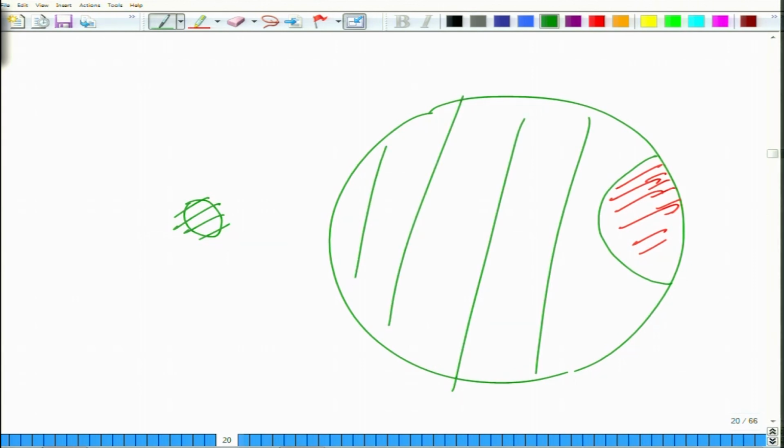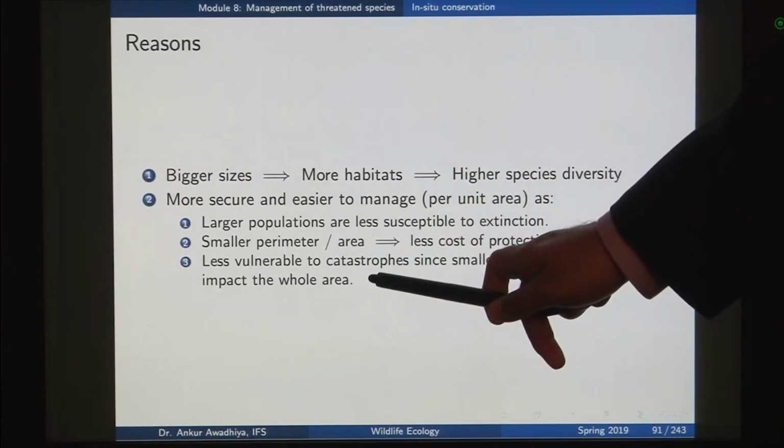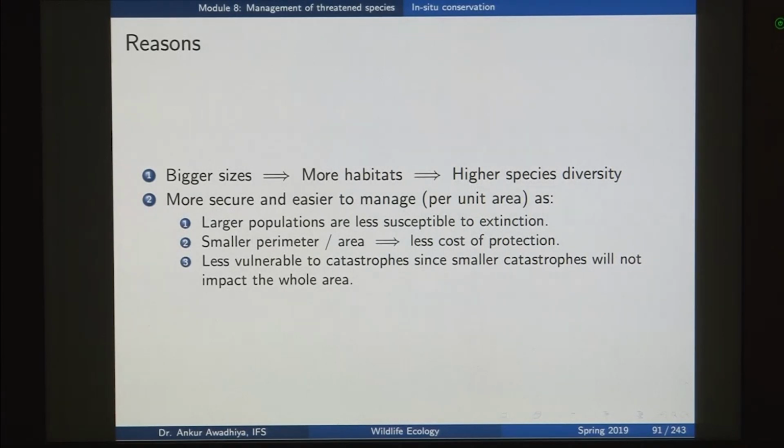In that case we say that the larger reserve is less vulnerable to catastrophes, because you will not lose the complete population. The population that is left, that you were able to protect in the case of a larger reserve, might be sufficient in most cases to restock the whole reserve later on. So, smaller catastrophes do not impact the whole area. So, this is also another reason why we prefer to have large reserves.